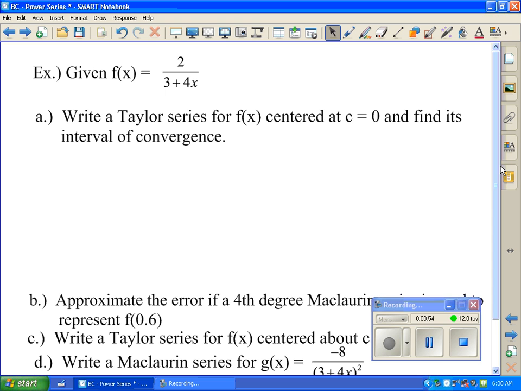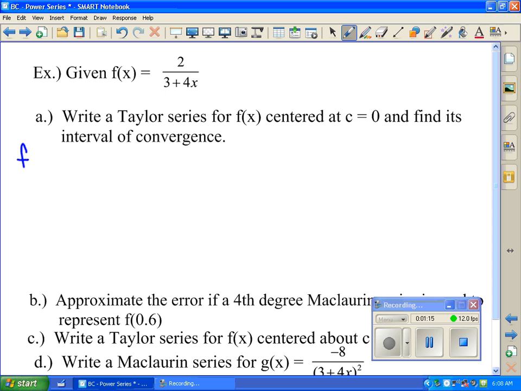First thing I want to do is just write the Taylor series for f of x centered at 0 and find its interval of convergence, but I'm going to do this two ways to demonstrate our two techniques. I'm going to start with our Taylor definition. Now it's centered at c equals 0, so technically this can also be called a Maclaurin series, or I can just call it a power series centered at 0 as well. But either way, I'm going to use the definition with the derivatives.